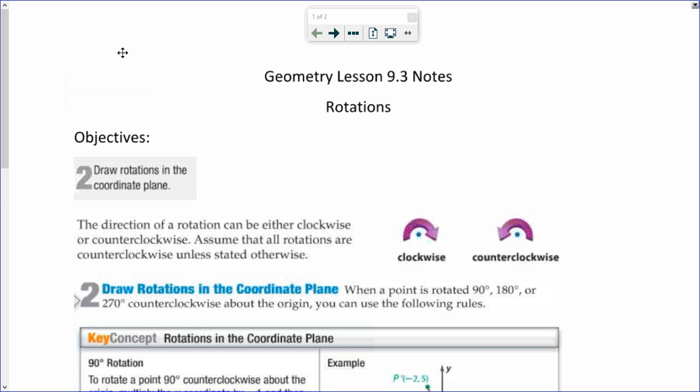Hello everyone. Lesson 9.3, we're going to talk about rotations. Our objectives here, we're going to be drawing rotations in the coordinate plane.